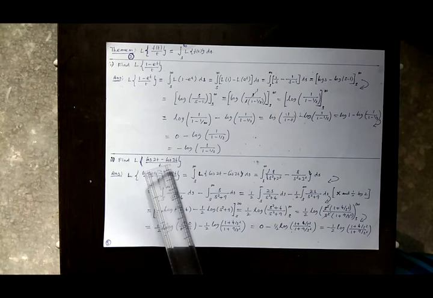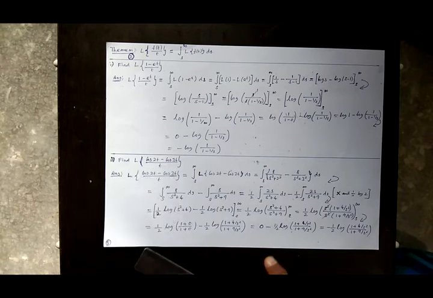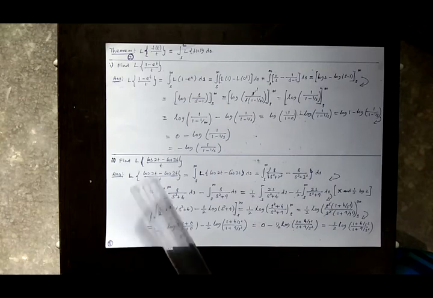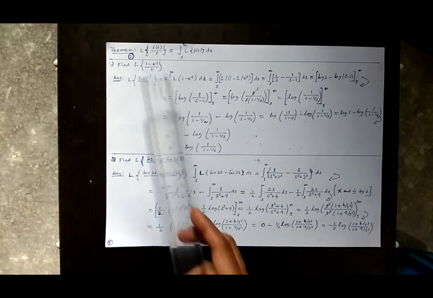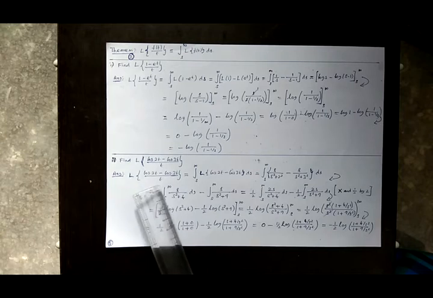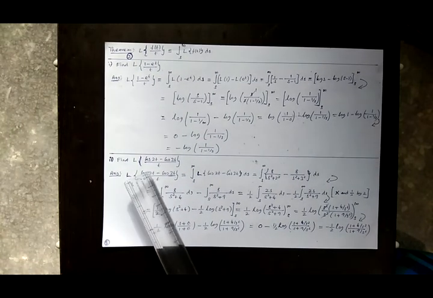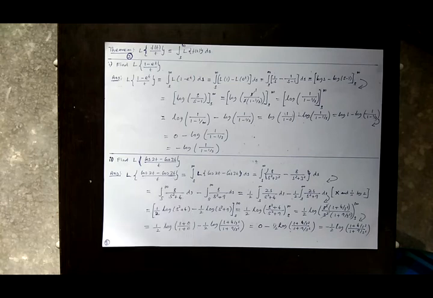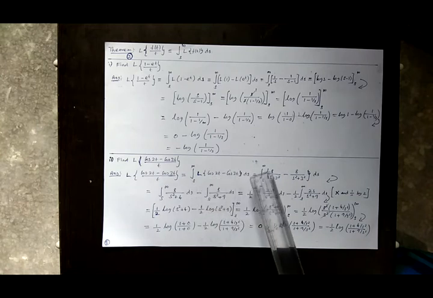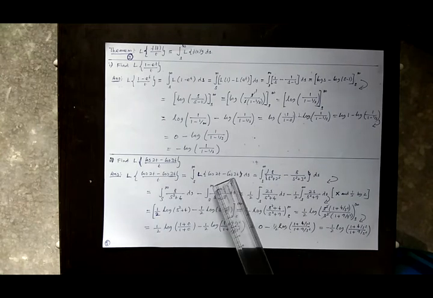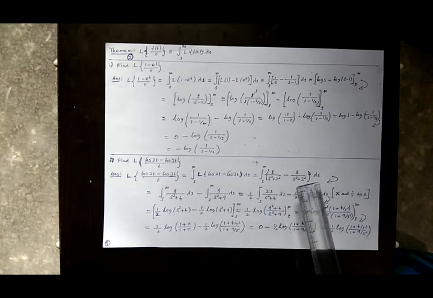Find the Laplace transform of (cos 2t minus cos 3t) by t. This function is exactly of the form f of t by t. Therefore, according to theorem 2, this Laplace transform will be integral s to infinity. This 1 by t is changed into integral s to infinity, and we have to take the Laplace transform of cos 2t minus cos 3t, which is nothing but the numerator f of t. So this is equal to integral s to infinity L of (cos 2t minus cos 3t) ds. The value of L of cos 2t is s by s square plus 2 square, minus L of cos 3t, which is s by s square plus 3 square, ds.